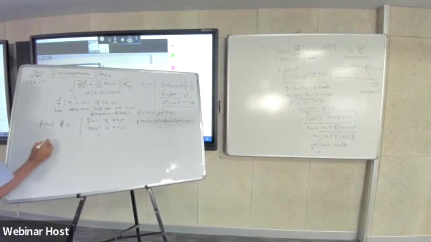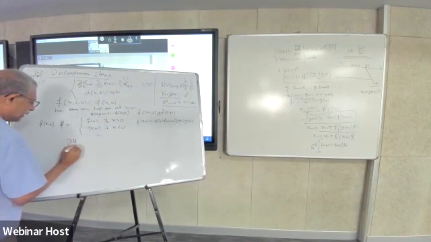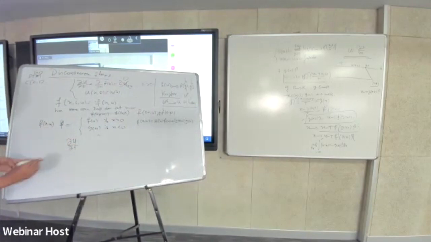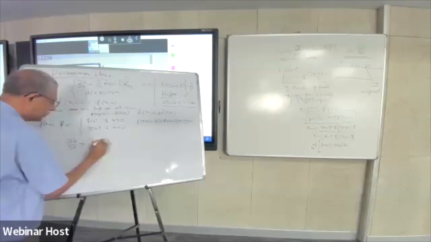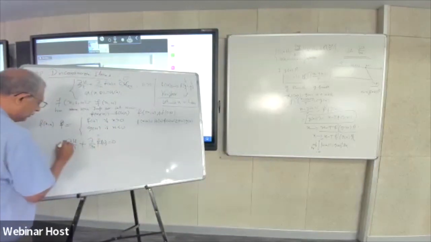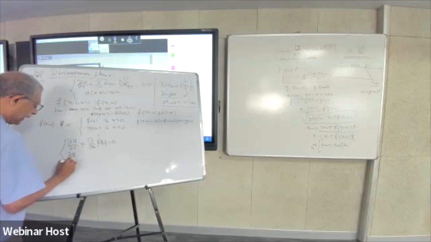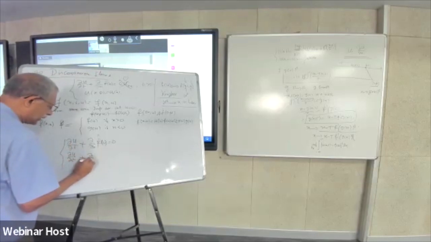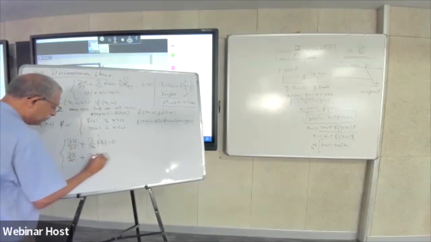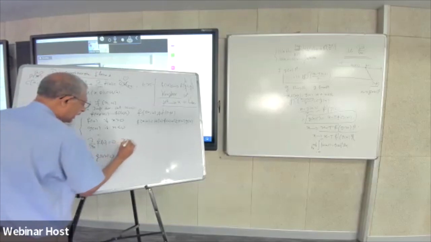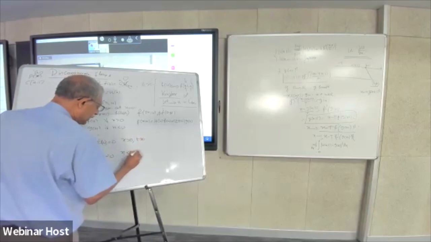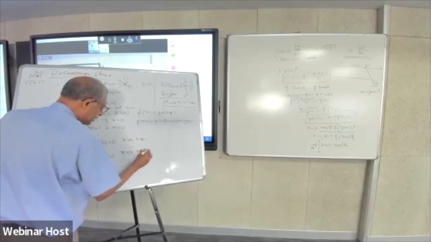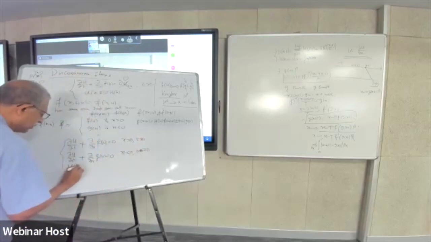The problem turns out to be du by dt. Suppose you replace this by this: du by dt plus d by dx of f of u equal to 0, du by dt plus d by dx of u equal to 0. This is on the interval x positive and t positive. This is in the range x negative and positive. And it's 0.